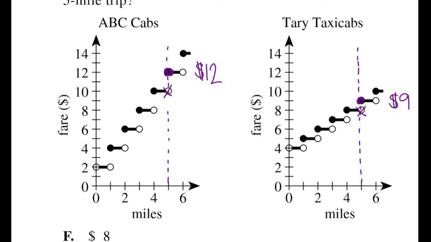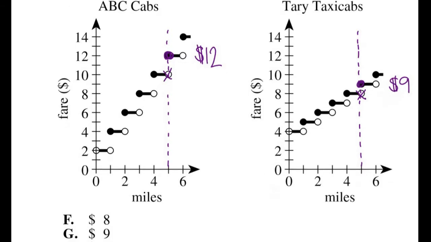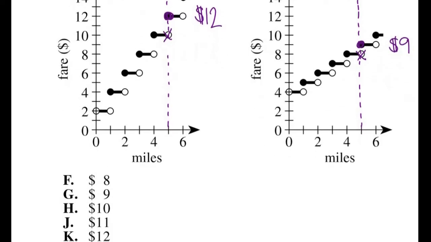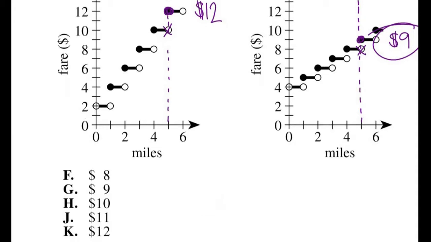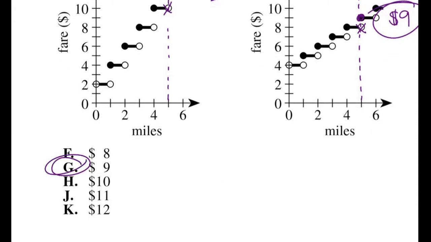We know that they could have driven 4.9 miles and it would have been $10, but once you reach 5 miles, it's then $12. So now, when the fares of the two cab companies are compared, what is a cheaper fare for a 5-mile trip? Well, 9 is cheaper than $12, so the answer is G, $9.